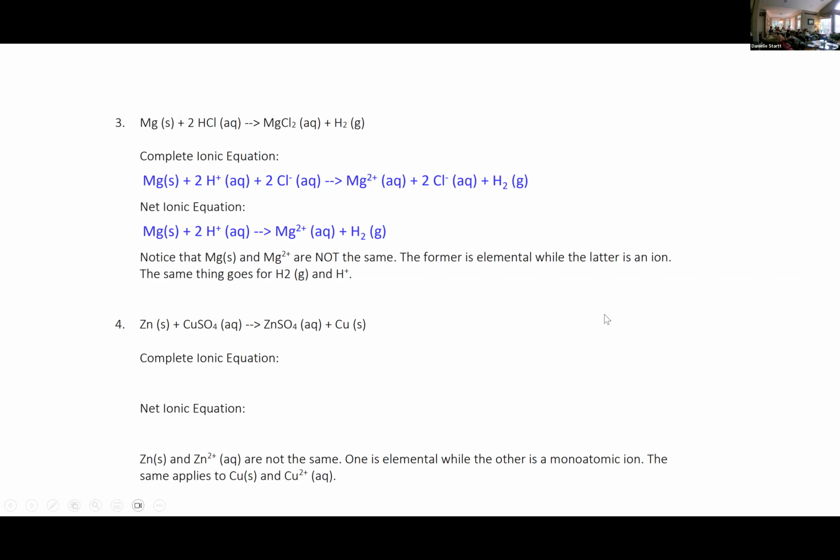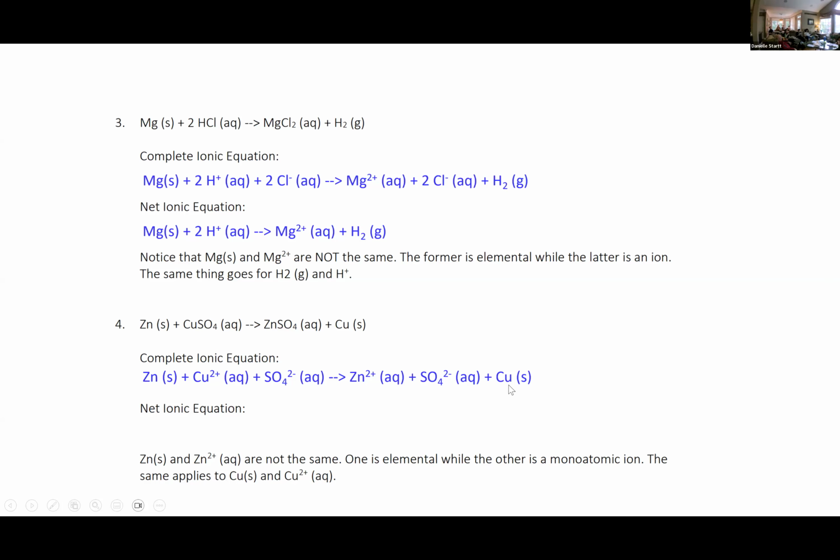So what we should have is this. There's your zinc. Your copper 2 sulfate is going to dissociate as shown. Then you're going to have zinc sulfate and copper. Where are the spectator ions? Sulfate. Everything else is doing chemistry here, right?